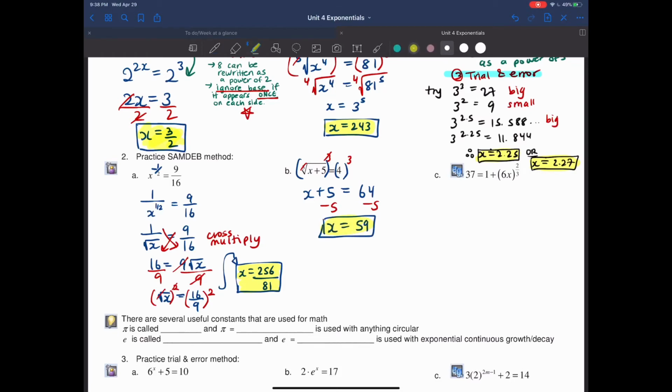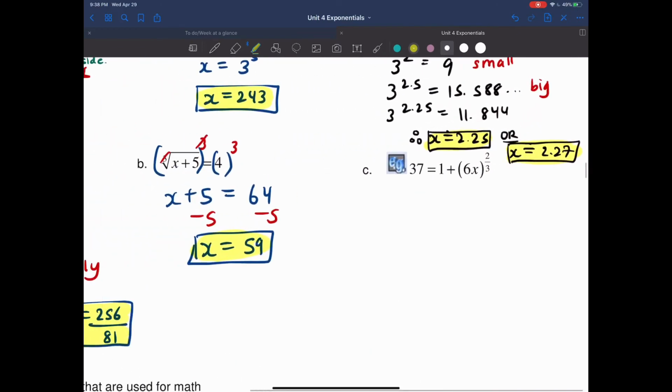All right, question C. So 37 is equal to 1 plus 6x to the exponent of 2/3. So I want to get my x by itself, right? But I'm doing BEDMAS backwards, and I want to get rid of that 1. So I have 36 is equal to 6x to the exponent of 2/3, but at this point I'm going to rewrite it. So I write my 6x, and then I'm going to keep my numerator, and then I'm going to replace it so that it's in the radicand sign. So that's my next step.